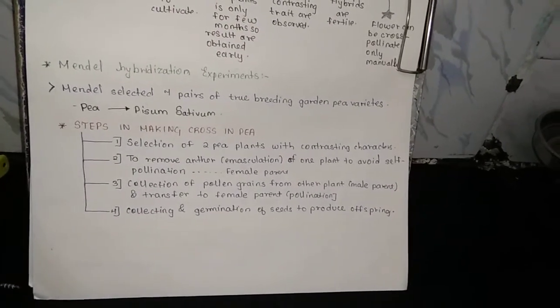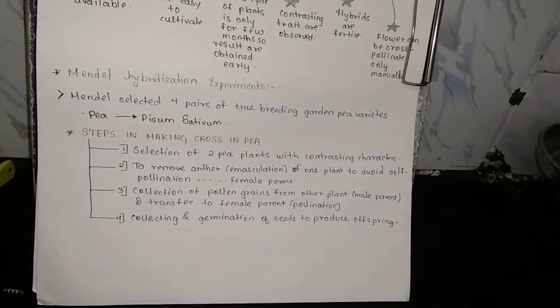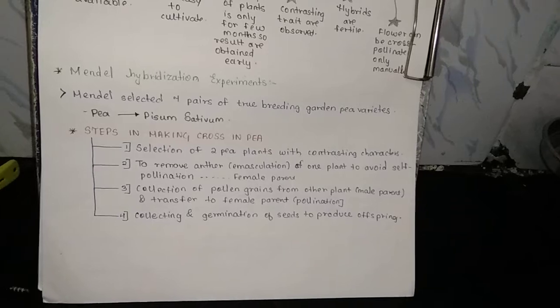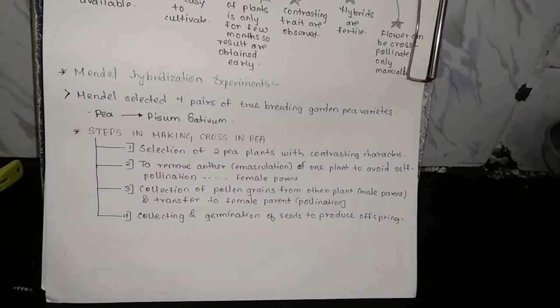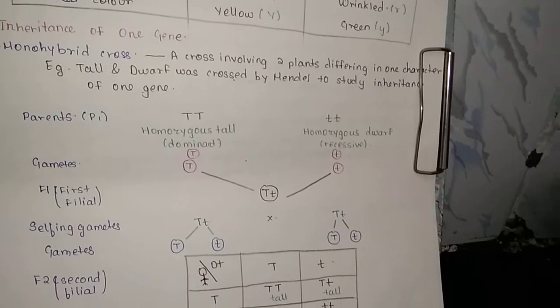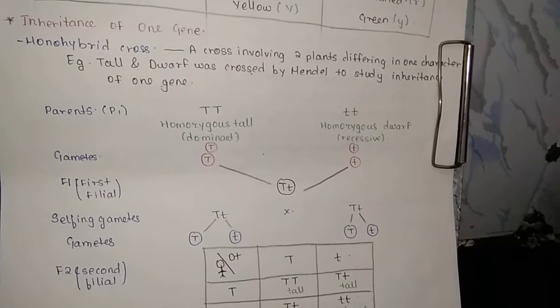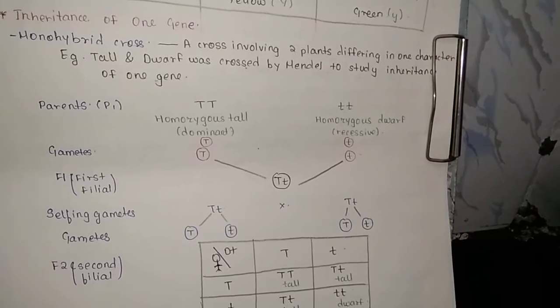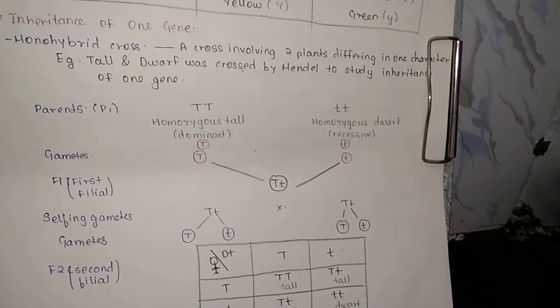Then is the collecting and germination of seeds to produce progeny. So there are 4 steps, that is selection, emasculation, collection, and germination of seeds to produce offspring. Now next is the most important, that is the inheritance of one gene, which is also known as monohybrid cross.